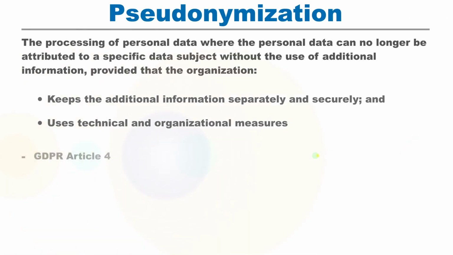Under GDPR, an organization may also implement the safeguard technique of pseudonymization. The GDPR defines pseudonymization as the processing of personal data where the personal data can no longer be attributed to a specific data subject without the use of additional information, provided that the organization keeps the additional information separate and secure and uses technical and organizational measures to ensure that the personal data are not attributed to an identified or identifiable natural person. Pseudonymization reduces the linkability of data to its data subjects by separating the data from direct identifiers. However, it does not prevent re-identification, which is the key difference between it and anonymization.